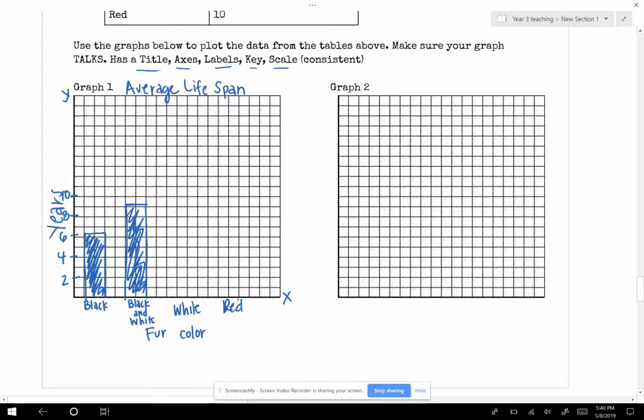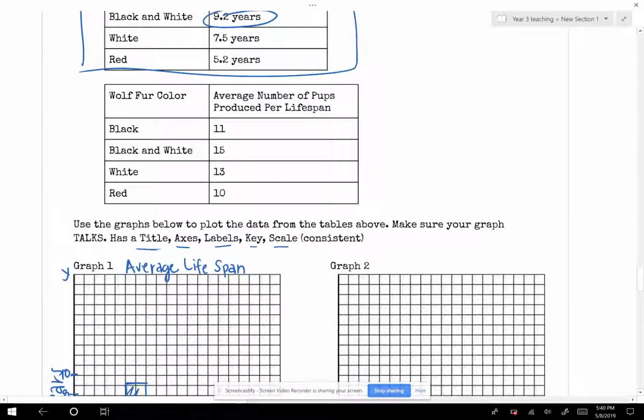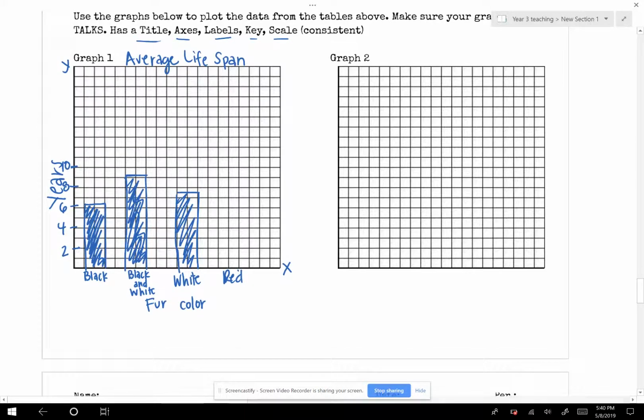My white is going to be 7.5. So I look at that, and 6, 7, 7.5 is going to be right around there. So I go ahead and do that. And notice that I'm just doing my best to make a really good estimate of it. It might not be exactly 7.5, but it's there. So my next one is red, which is about 5.2. So this is going to be 5, a little bit above 5 is 5.2. And I fill that in. So that would be my first graph on there.